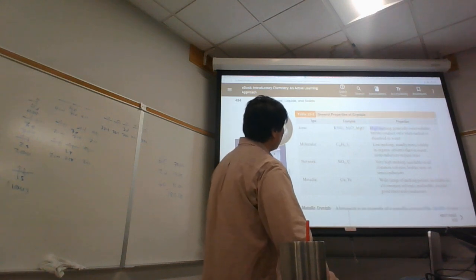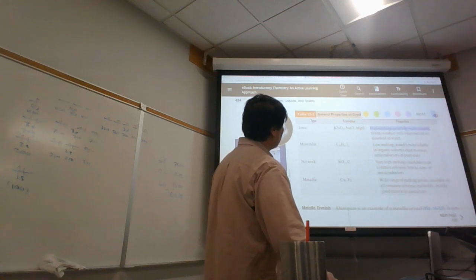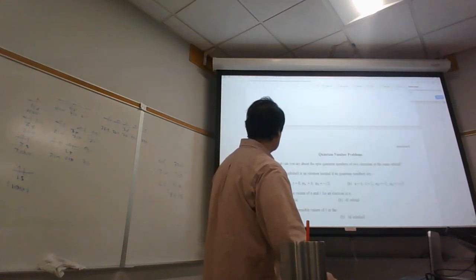So both of those are high melting. In general, they're water soluble, but the higher the charge, the less soluble it is. Magnesium oxide is insoluble. They're brittle. They conduct electricity only when heated.